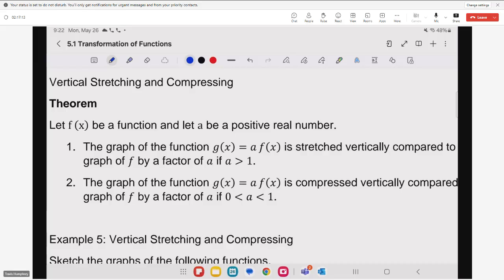So in other words, if a is like a 3, that's going to stretch by a factor of 3. So all the y values are going to be multiplied by 3. If a is between 0 and 1, like let's say 1/2, this is considered a compression because you're dividing every y value by 2 or multiplying by 1/2.